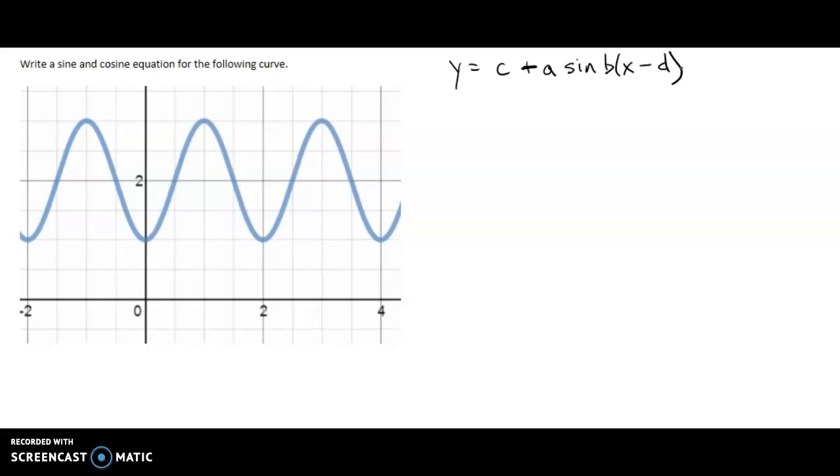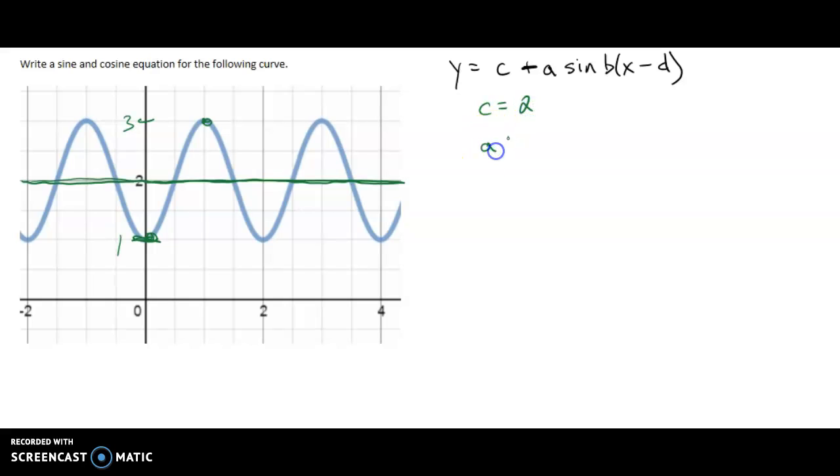So the first thing I like to do is find the midline. The midline goes through 2 in this case. You just look at the curve, and it's the line that cuts the curve in half. There's a maximum and a minimum value, and the midline is right in between those two. This minimum is down at 1, the maximum is at 3. The reason this is handy is because you can see the midline, and that is C. That's how far it's shifted up. So C is equal to 2.